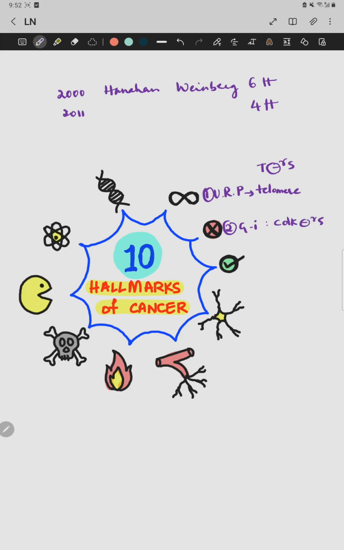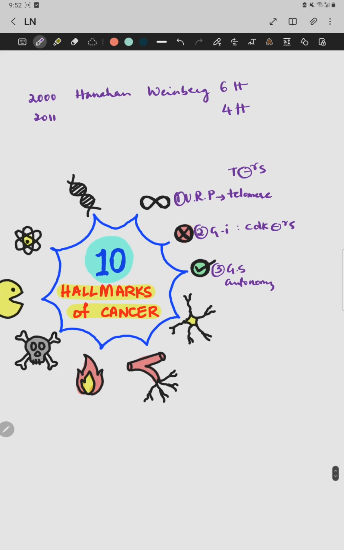And the next one is growth signal autonomy, where the acquired mutations short circuit growth factor pathways. It leads to unregulated growth. To target this, you can use EGFR inhibitors.